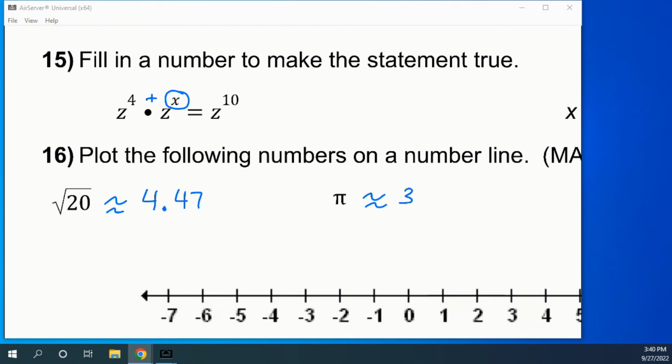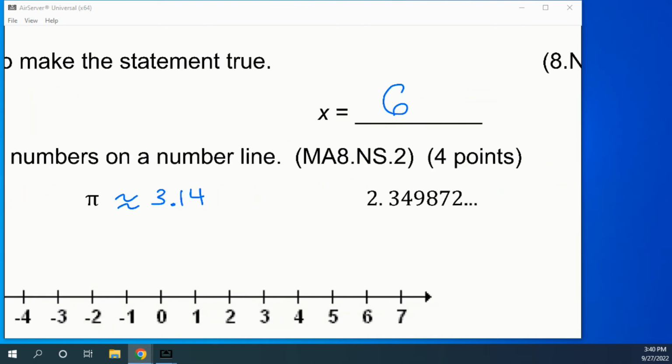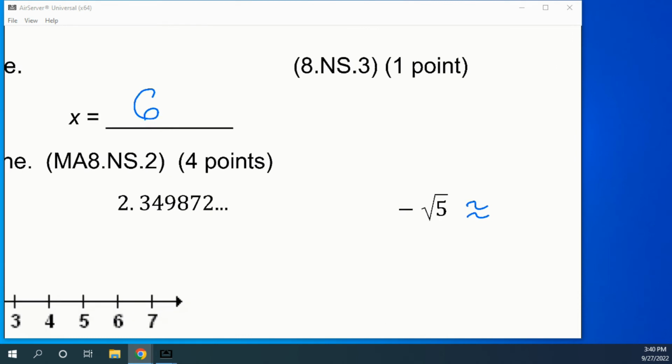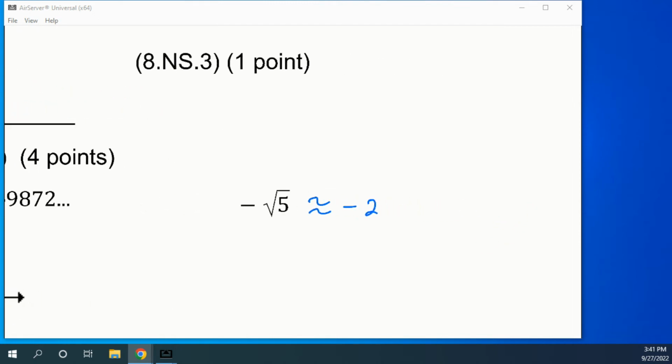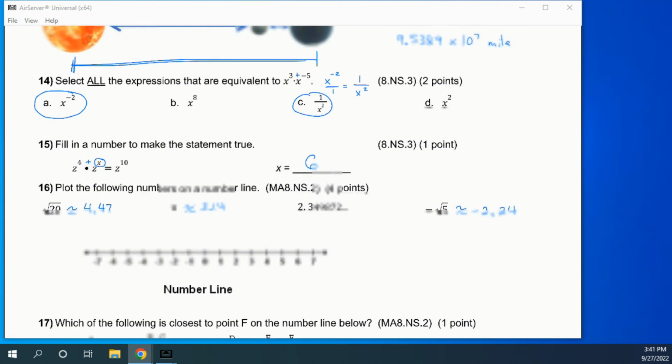Pi is about 3.14. We've known that for a while. That number, we can approximate it, maybe cut it off there. We'll have an easy time with that one. And then the opposite of the square root of 5. So what I'm going to do is take the square root of 5, take the opposite of it, which is about negative 2.24. Okay, so I have all of those.